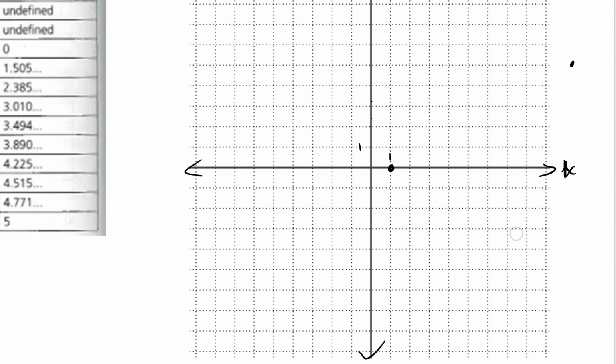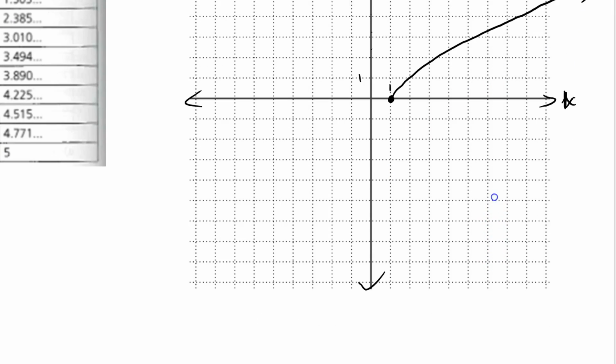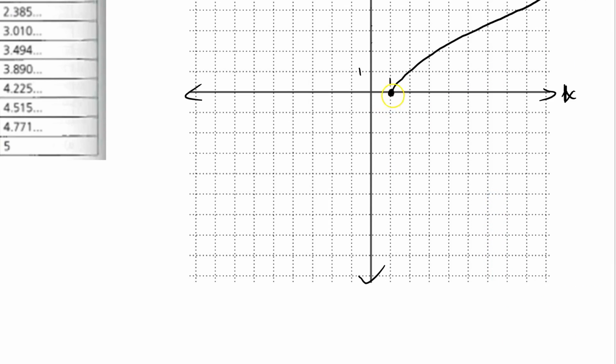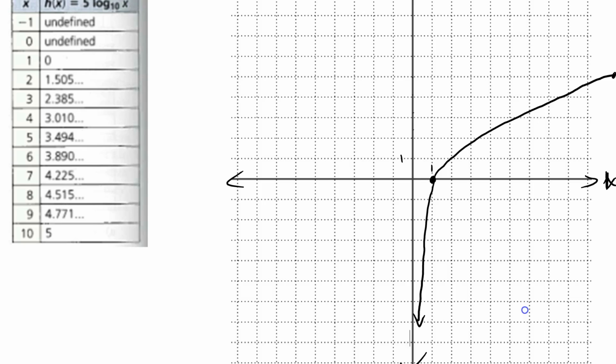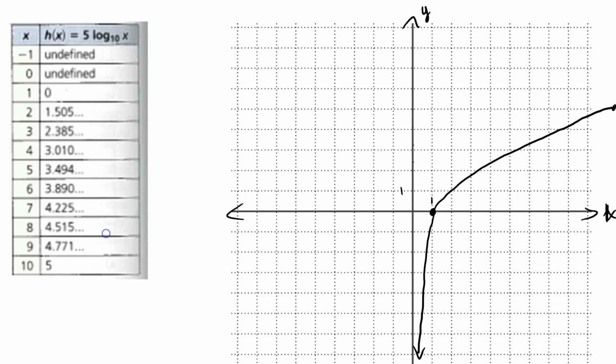So this is how I would quickly draw it. Make sure that you have one point there, and it's going to be asymptotically getting closer and closer to the y-axis. And if we wanted to graph it really precisely, we could use these points here. But using what we know of logarithms and what the leading coefficient means, we can graph it a little bit quicker.